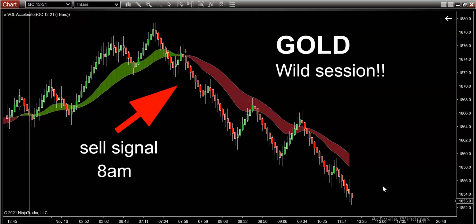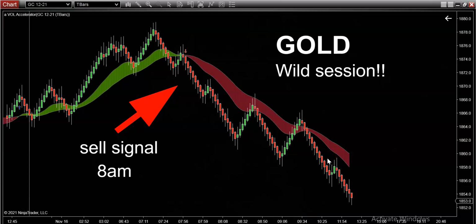Another amazing day. We had a really wild session, and today we're going to be putting the spotlight on gold. Okay, now, why gold, right? Why would you want to pay attention to a boring market like gold, and why would you want to put gold on your watch list? Well, because of days like today. All right, I mean, just look at this textbook, guys. This was a textbook sell signal when the volume color band turned red at exactly 8 o'clock in the morning.